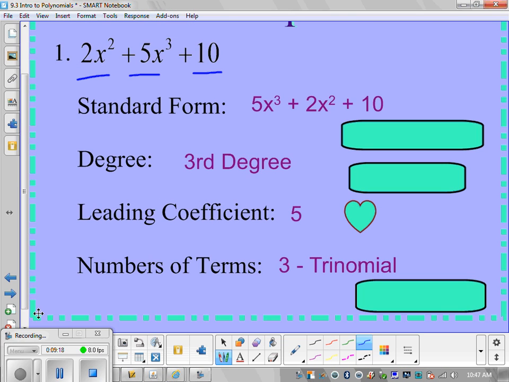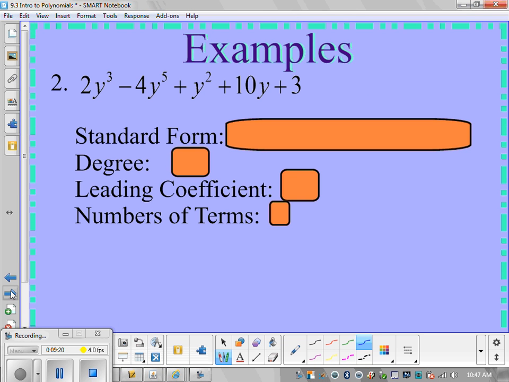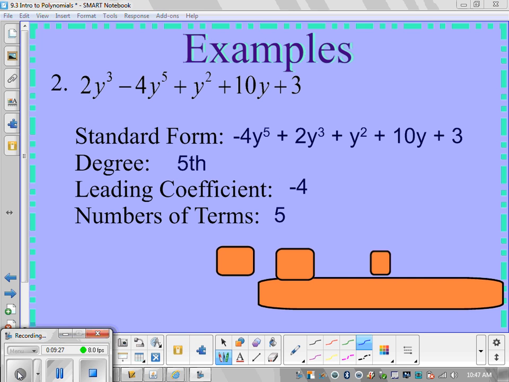Take a moment, look at the next example, and see if you can answer the same questions. Pause, come back, and check yourself. How did you do? Did you get the correct standard form? The degree is 5th degree, leading coefficient -4, and there are 5 separate terms. If you made any mistakes, please take a moment and make your corrections now.